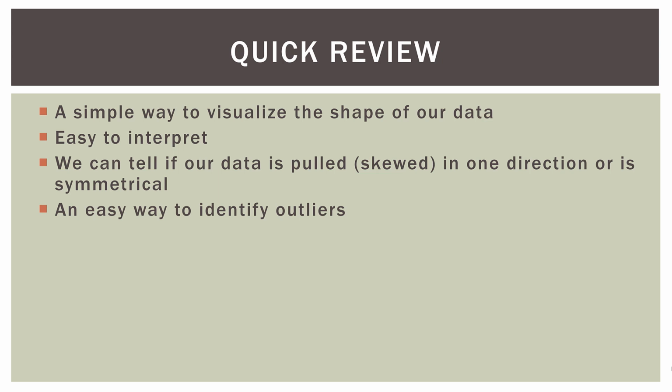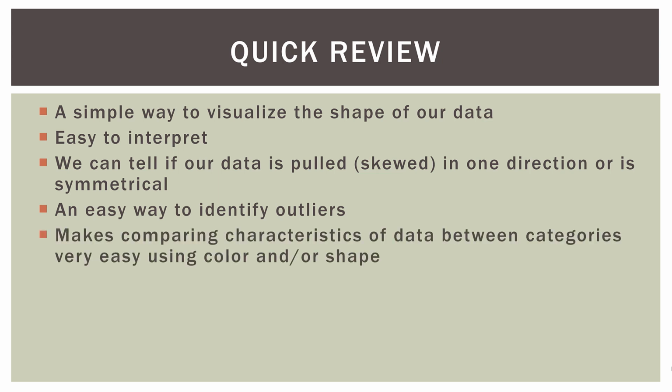It's an easy way to identify outliers, again, because each point is its own dot. It also makes comparing characteristics of data between categories very easy using color and or shape. You could also use size depending on the software package, but then you have dots of different sizes and that can get confusing. So I recommend sticking to a colorblind safe color palette or using certain shapes that are easy to distinguish. But since it is called a dot plot and sometimes those shapes can overlap and get very messy, I recommend sticking to dots. And if you're going to do groups, select a colorblind safe color palette.